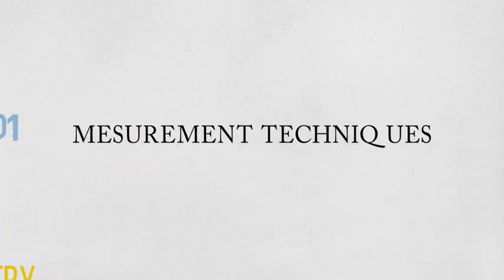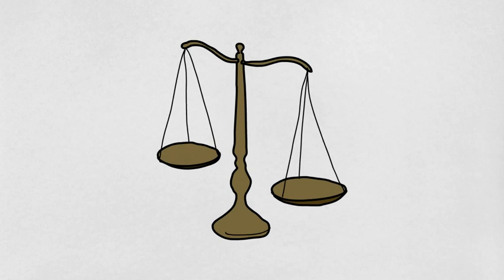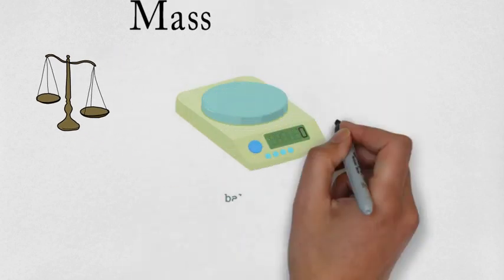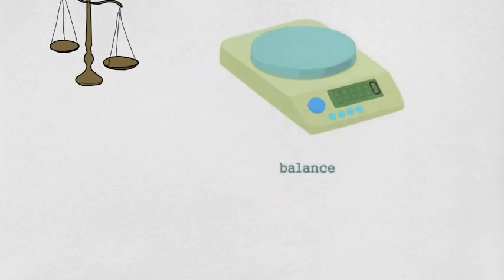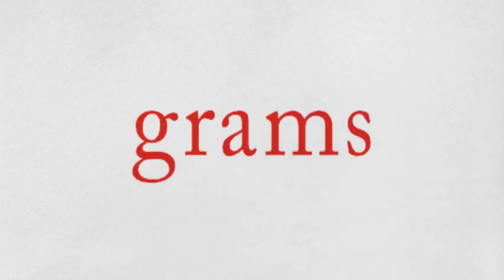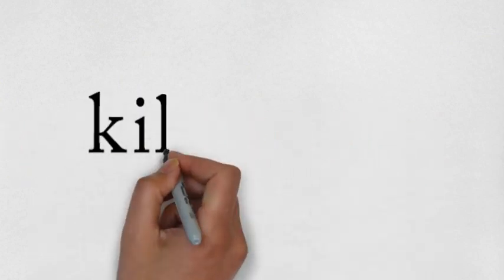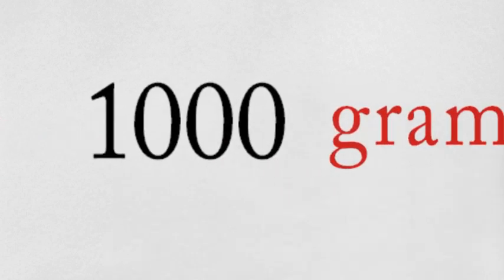As you know, the quantities which we usually measure are mass, volume, time, and temperature. For the measurement of mass, we use balances. To be more specific, electronic balance, as it is the most accurate and easiest to use. It can measure to 0.1 gram or even 0.001 gram. For measurement of small quantities, we use the unit grams, and for the measurement of large quantities, we use the unit of kilogram. 1 kilogram is equal to 1000 grams.